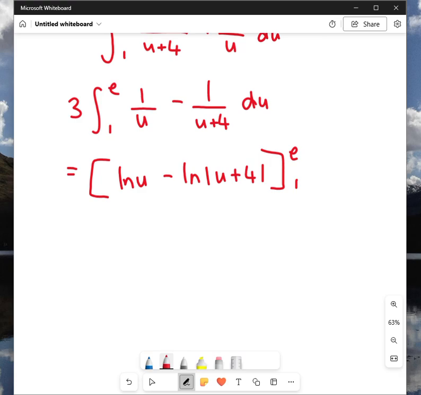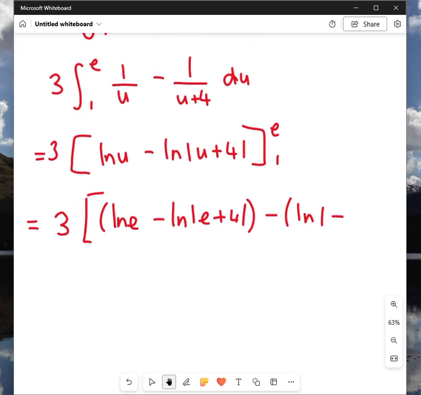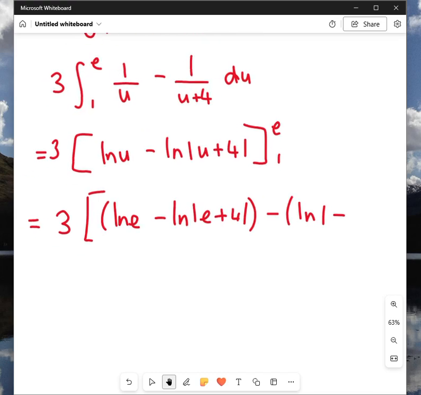So now let's put in our limits. Oh, I need to put my 3 there as well. Don't forget my 3. So that will now become, we would have the log of e minus the log of e plus 4. And then that would be minus the log of 1 minus the log of 1 plus 4. So that would be the log of 5, wouldn't it? The log of 5.